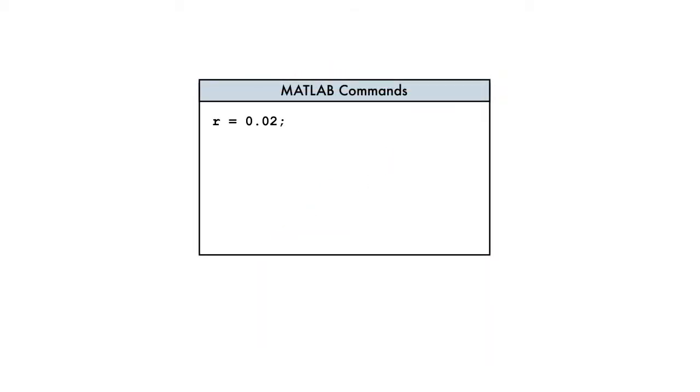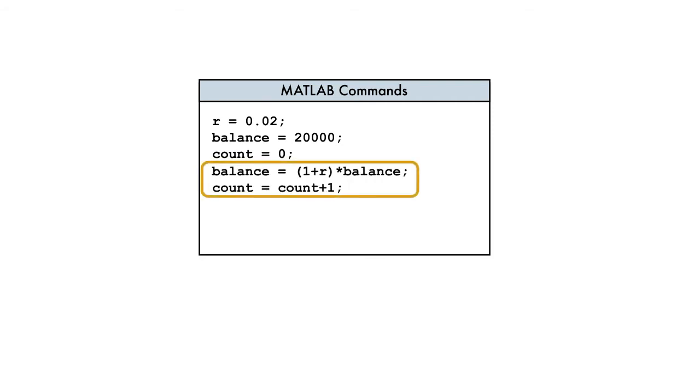First, we'll create a variable for the interest rate and one for the account balance, which has an initial value of $20,000. We'll also create the variable count to keep track of how many times we've compounded the interest so far. We can update the values of balance and count after each compounding period by using the two commands shown.